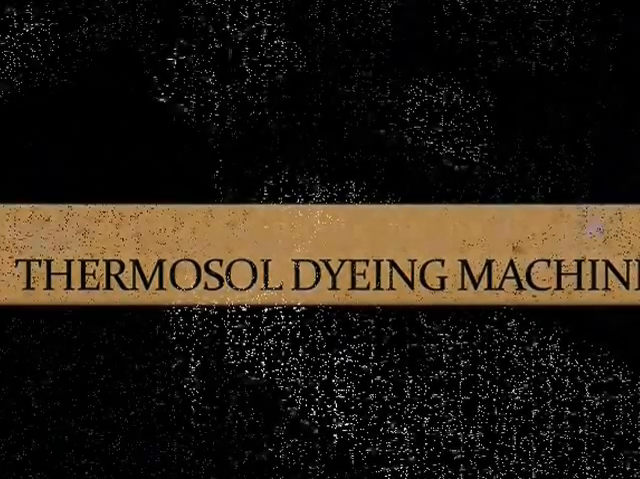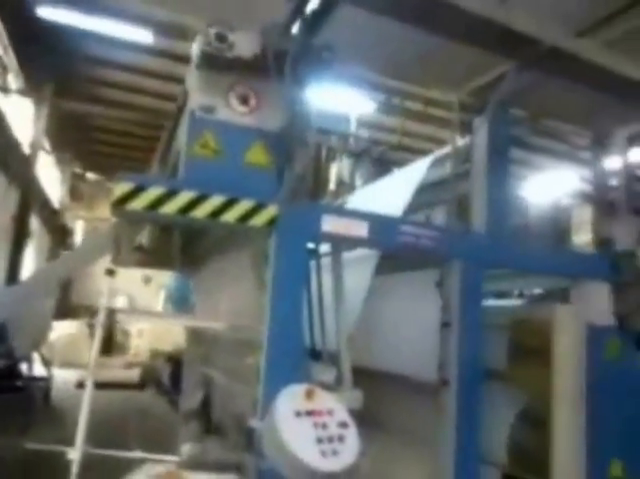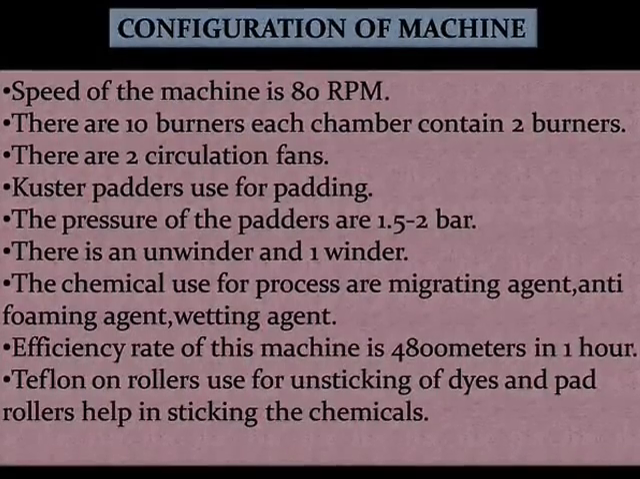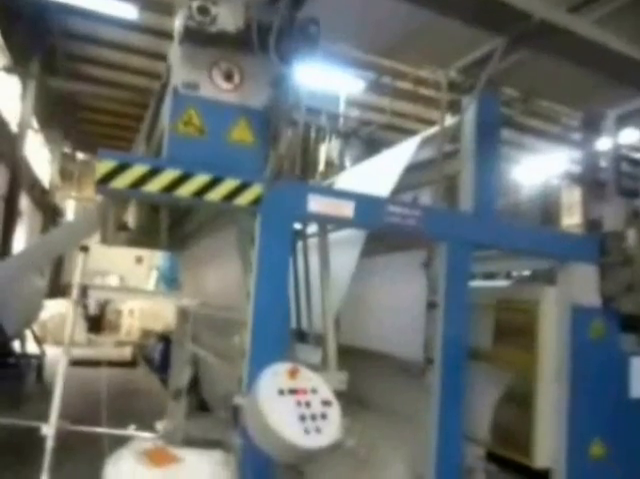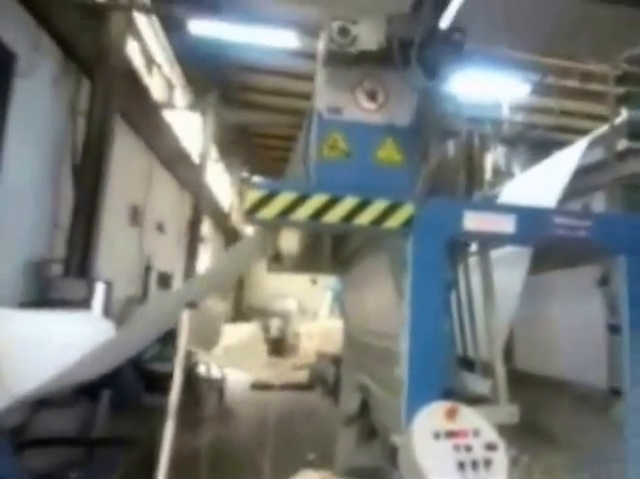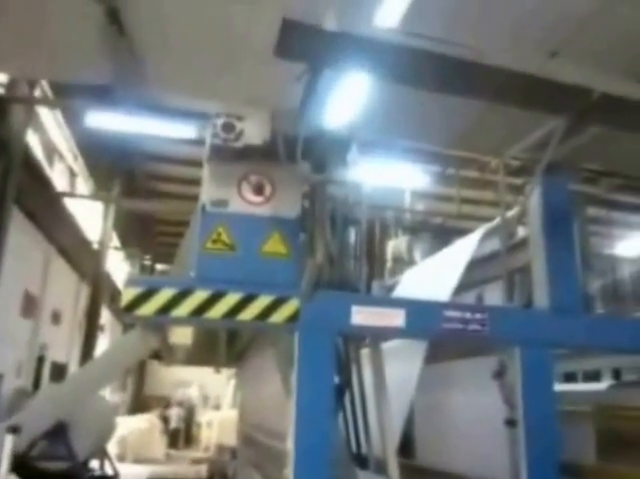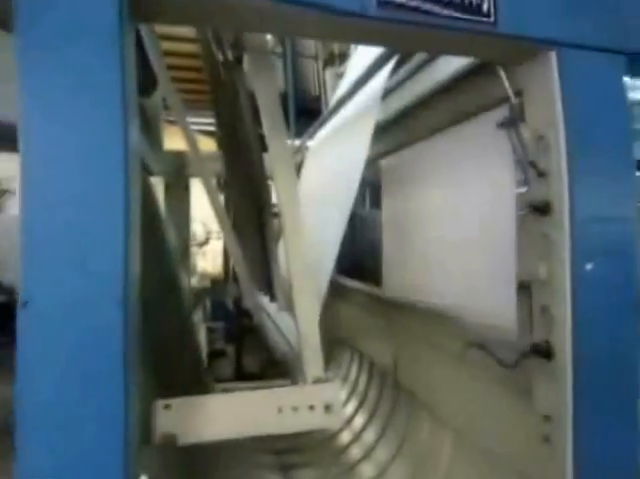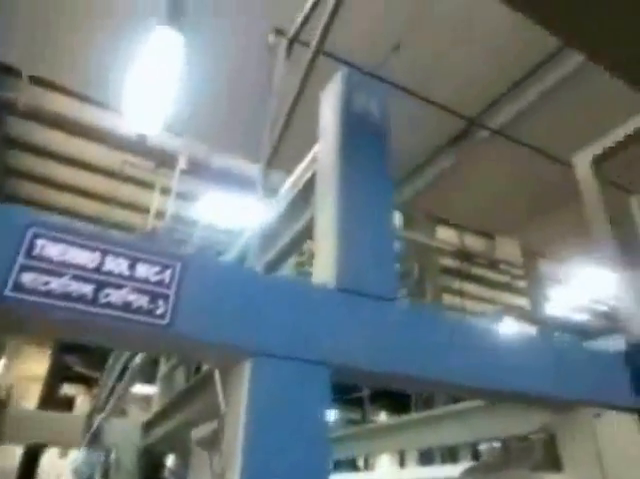Thermosol dyeing machine. Here are the machine configurations. Fabric rolls coming from the mercerization process are settled at the front of the thermosol dyeing machine for dyeing. The PLC control system is also beside the machine at the front place.